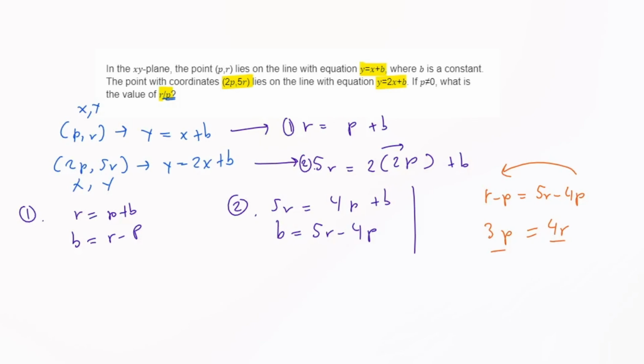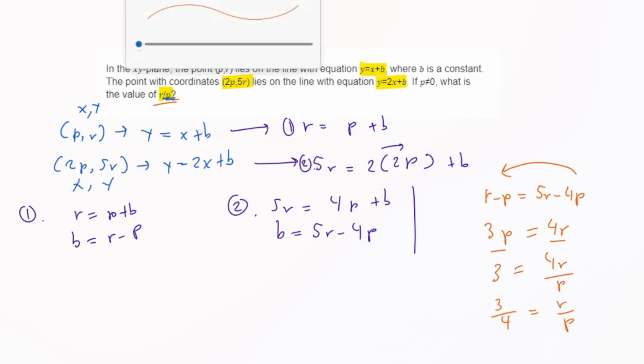Okay, now since we got this, all we have to do is find r over p. And how can we do that? All we have to do is divide both sides of the equation by p and by 4. So then it would become 3 over 4 is equal to r over p, right? And that's it. We've found our answer over here. So our answer to this question, the value of r over p, is 3 over 4.